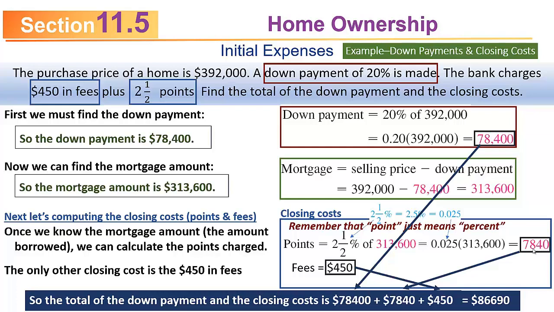So the total of the down payment and the closing cost was $78,400, which is the down payment, plus the $7,840, which are the points, and the $450, which were the fees. And if you add all three of those numbers, which is what the problem asks us to do, you get $86,690.